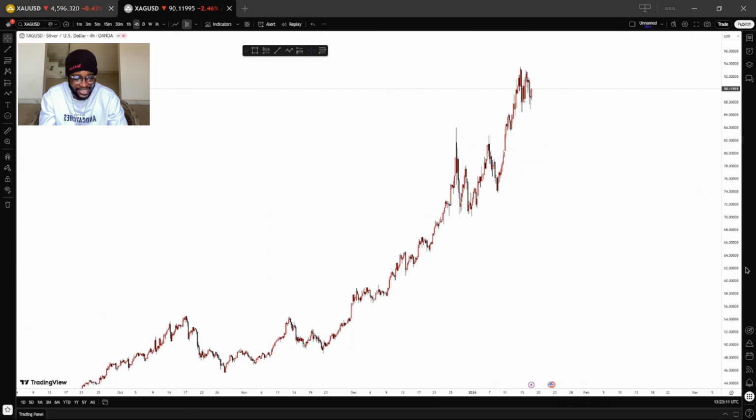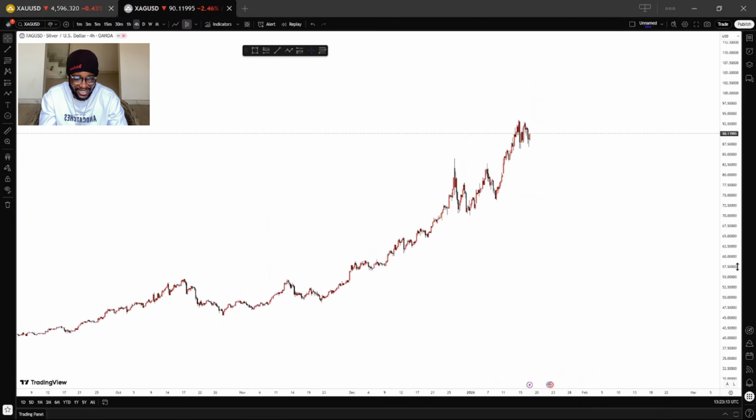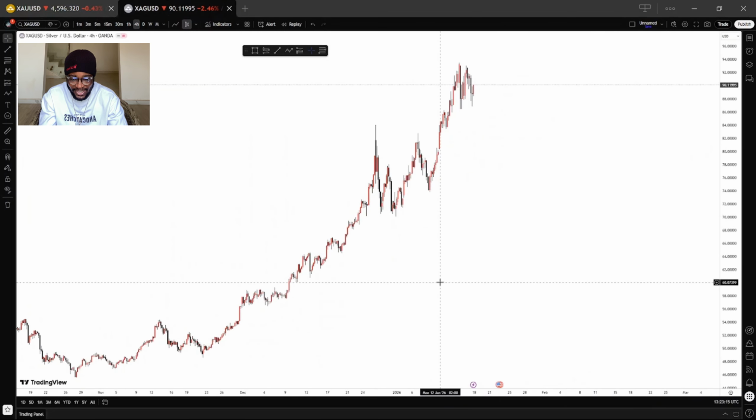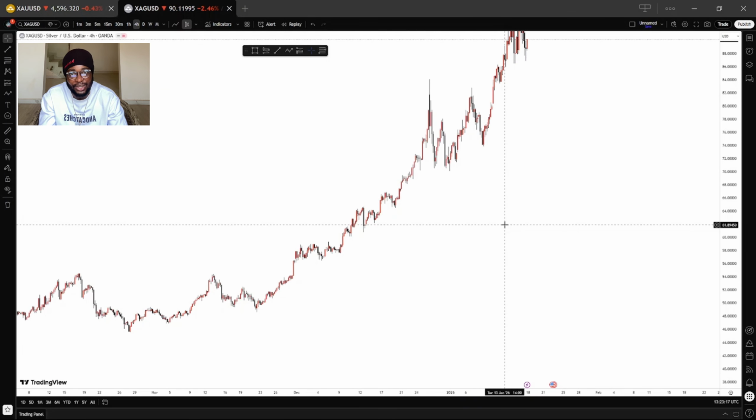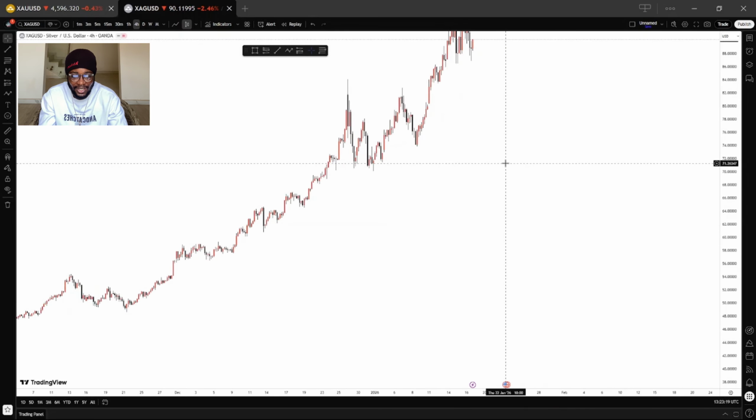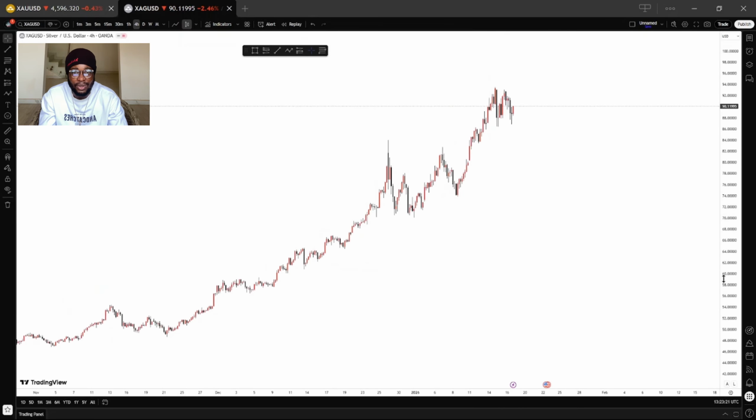And let's go to the almighty silver. Silver is my best friend. I love silver, but spread doesn't allow me. I catch good entries on silver. Very good entries on silver.